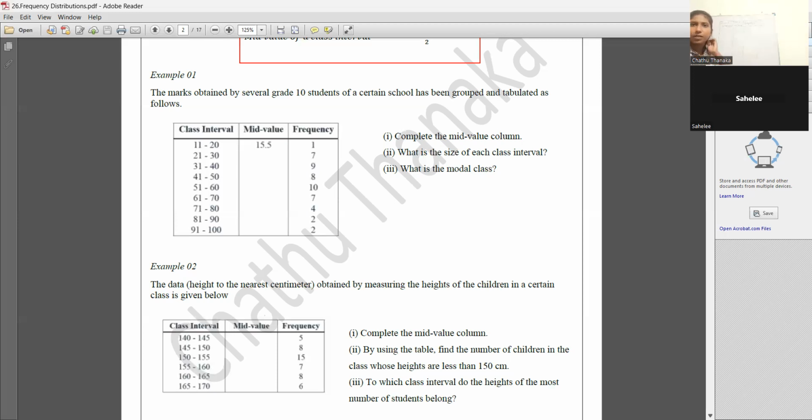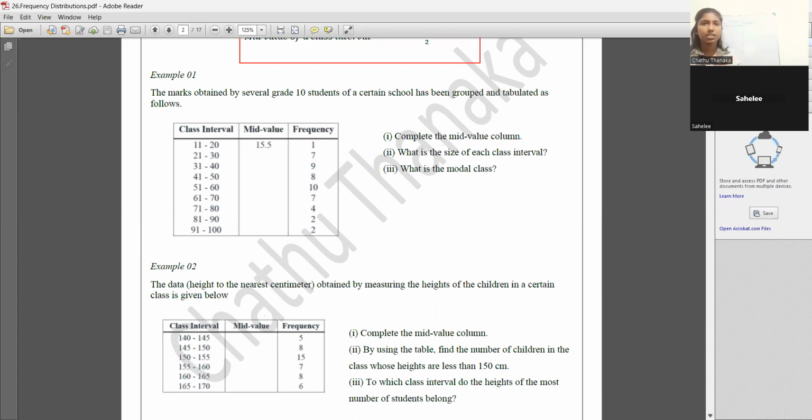Now let's see the first one. The marks obtained by several grade 10 students of a certain school has been grouped and tabulated as follows. Table is given. You have to complete the mid value column. Very simple. First one is complete the mid value column.